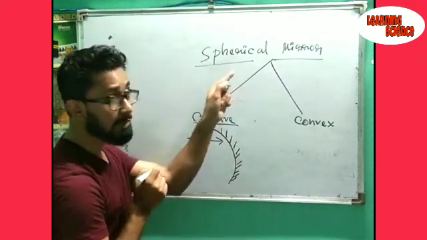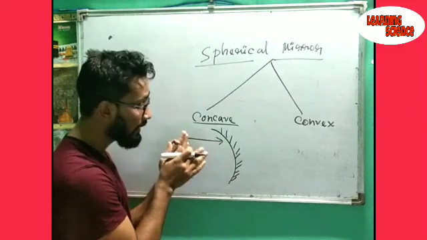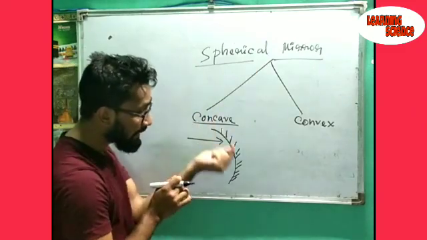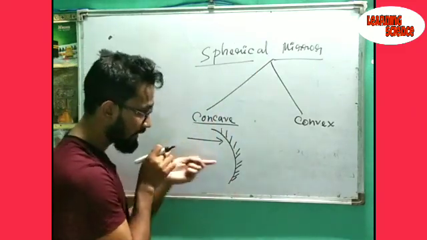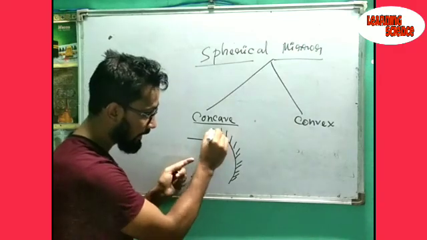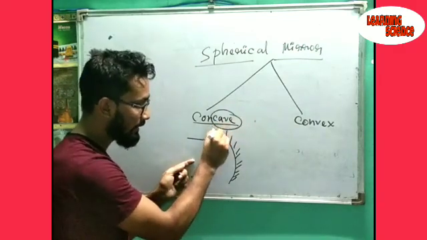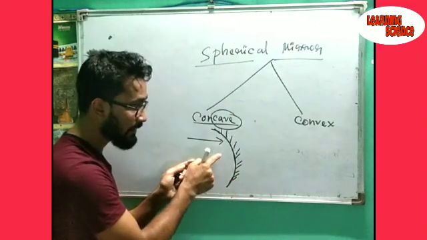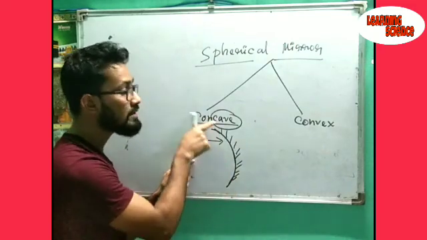In the case of a spherical mirror, when the inner part is the reflecting surface, it is concave. Like a cave, this stuff. Concave means cave-like inner part. The inner part is acting as a reflecting surface. Then the mirror is concave.